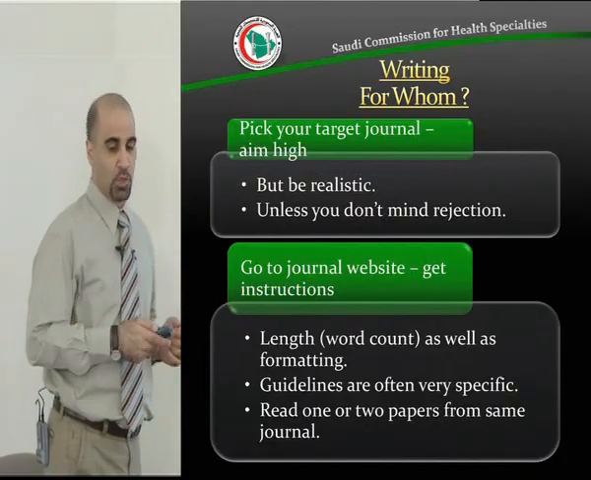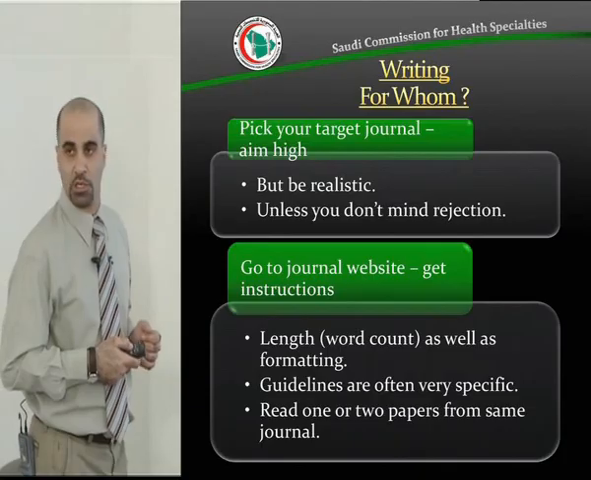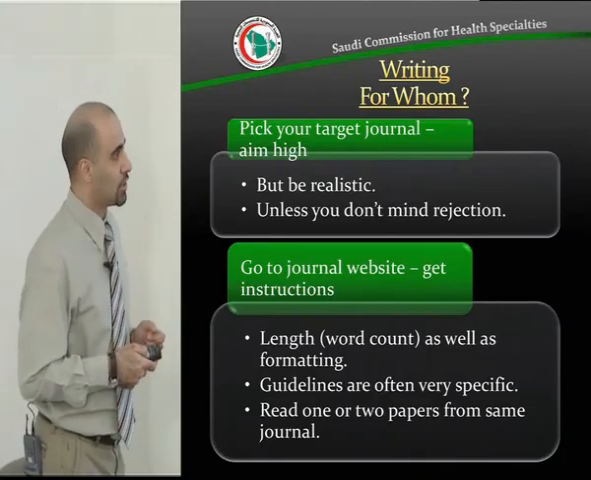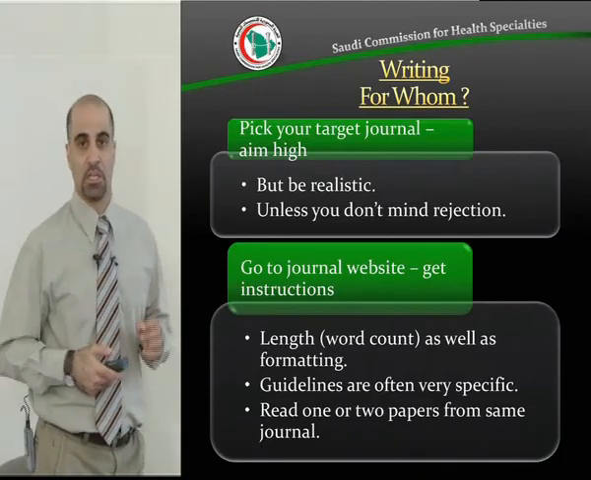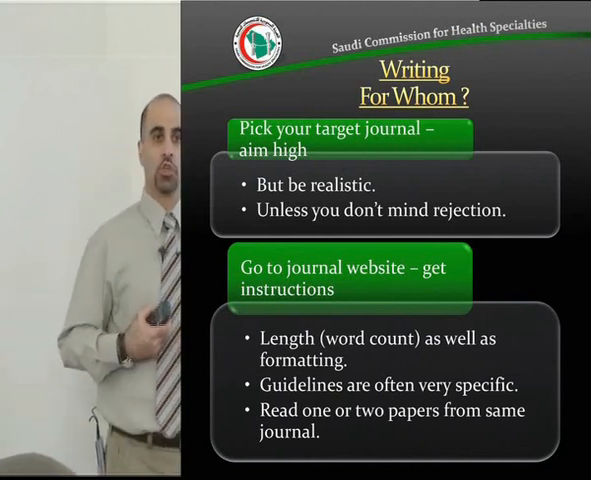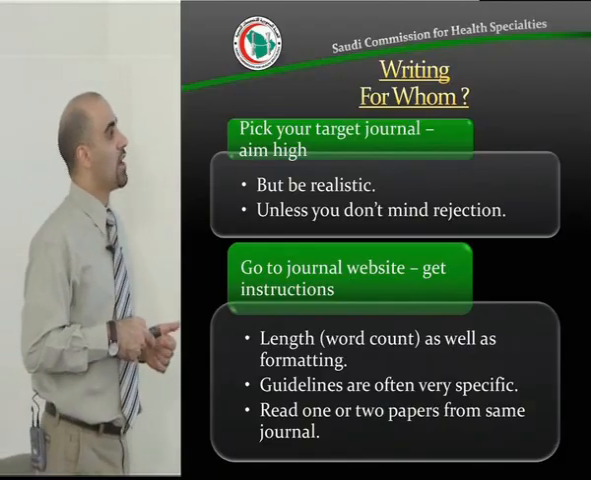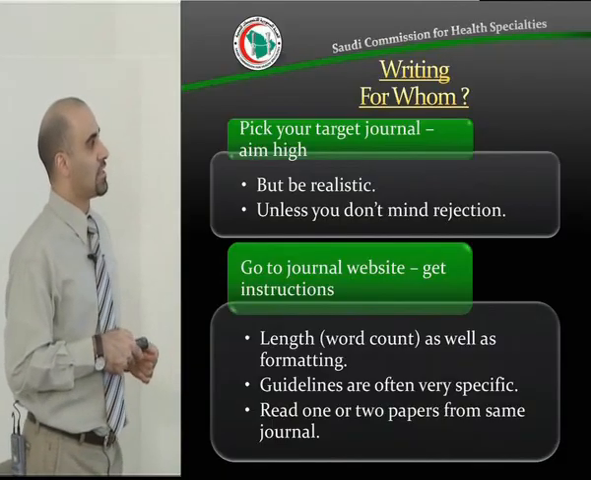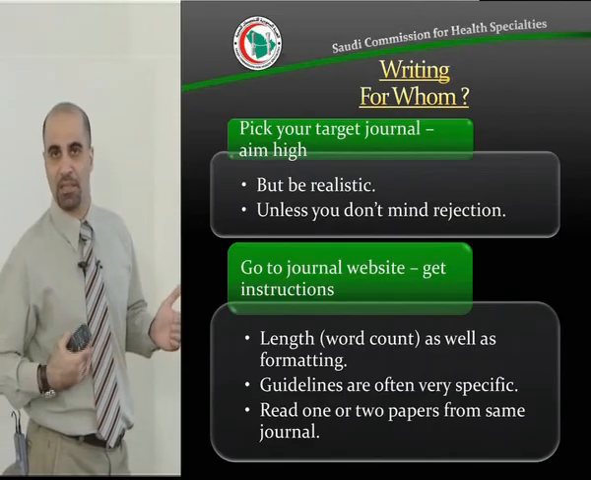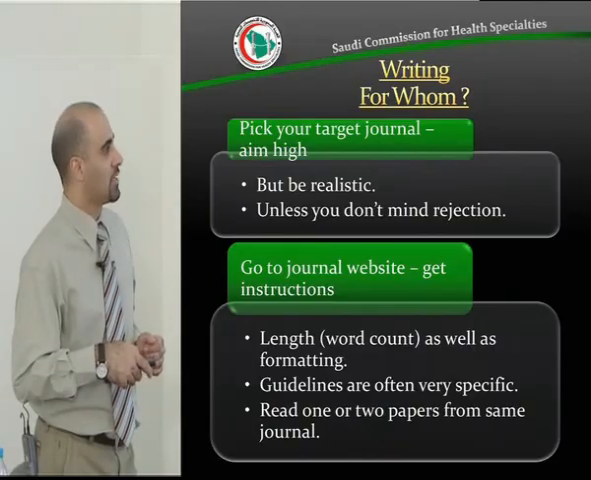So once you pick your journal, go to the journal website. Each journal now has a website on the internet, and get the instructions. Each journal has a set of instructions to the authors. So you as an author, you have to get these instructions and you have to stick with the length. They tell you how long they expect the paper to be. So you have to stick with the length as well as the format.